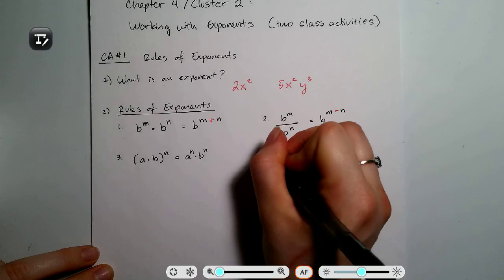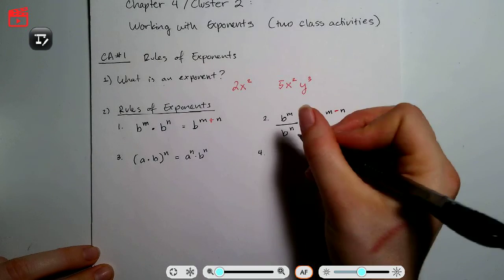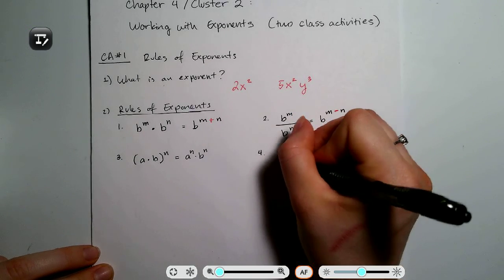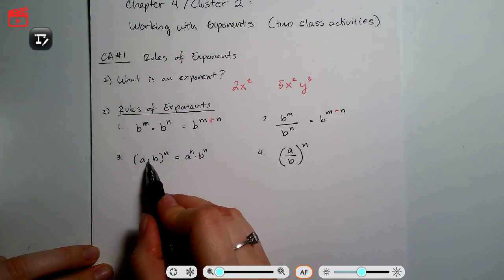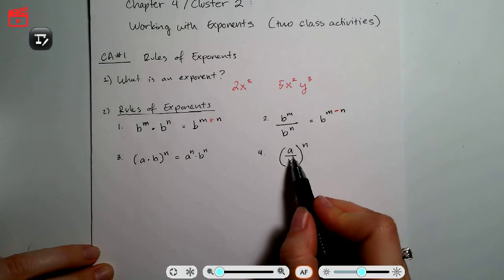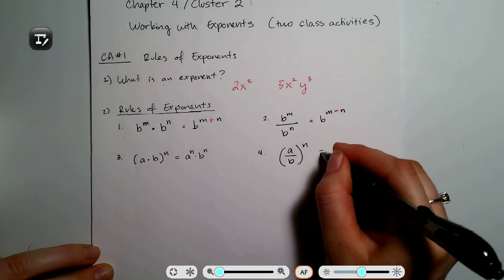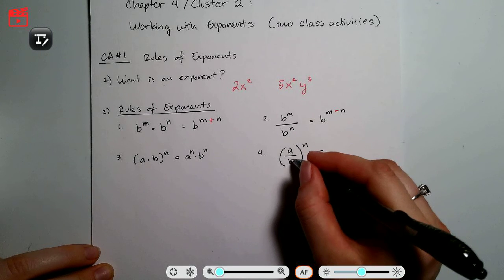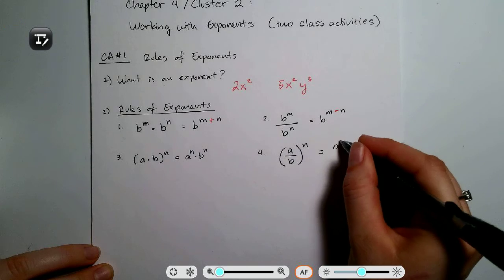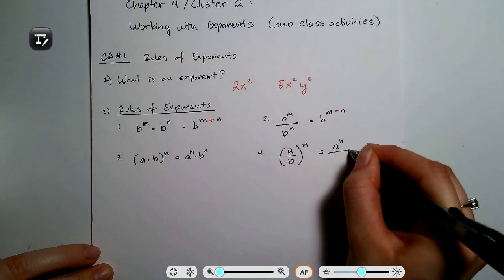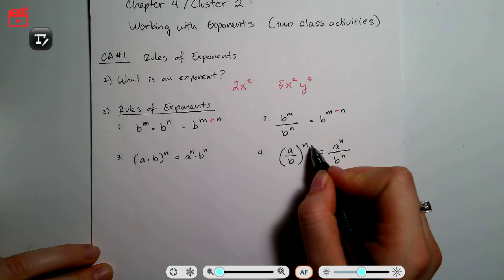Okay, let's take a look at the fourth rule of exponents. So for the fourth rule, we have a over b, to the n. So this time, instead of the multiplication, we're looking at division on the inside of our parentheses. But sort of the same idea happens. Whoever is on the inside will be raised to the power on the outside. So this will be a to the n, still divided by b to the n. So each of them got the power to the n.